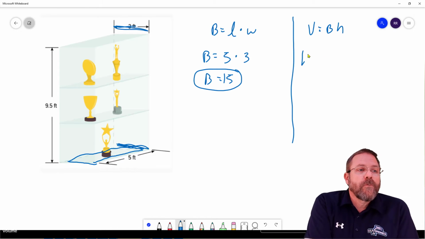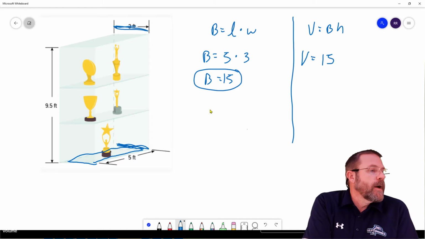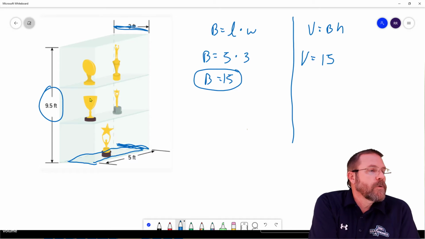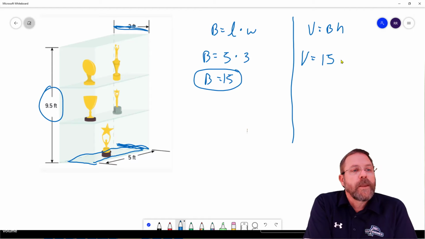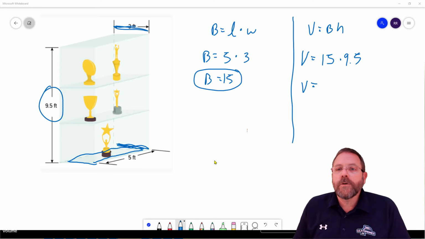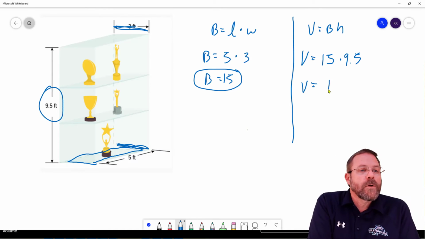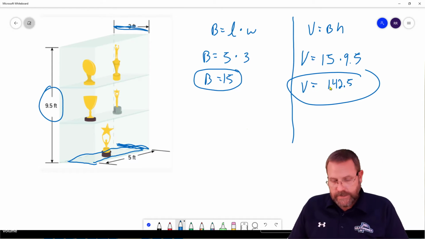Next, I'm going to come over to the volume. I'm going to plug in what I know, which is that the base area is 15, and the height this time, that's this number, the height of the entire prism. That's going to be 9.5. So now volume is equal to, and we'll just go ahead and do that on the calculator real quick to save you all time. 15 times 9.5 is equal to 142.5, which is an exact answer.